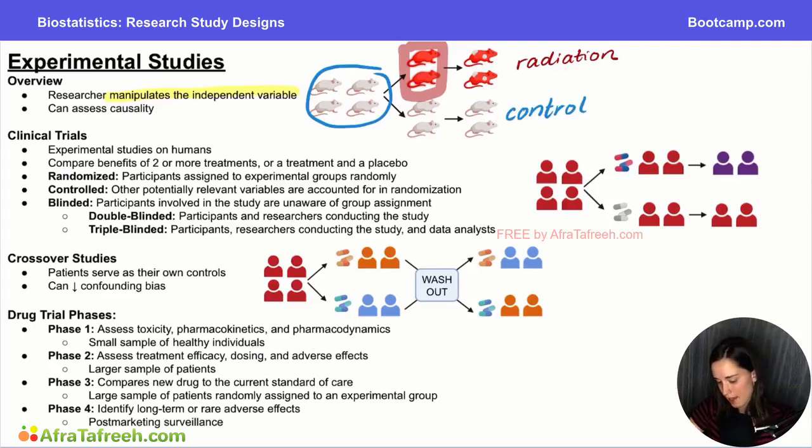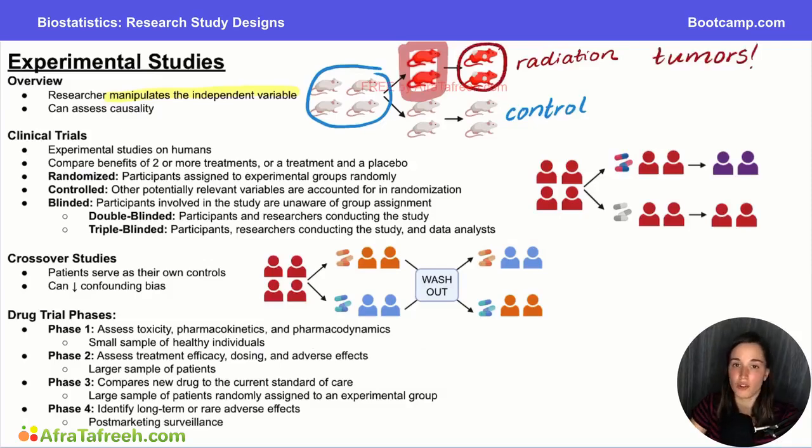Now, let's say that after doing these studies, we notice that the mice in the radiation group are developing tumors, and the mice in the control group are not developing tumors. So based on our study results, we can say that radiation exposure causes the development of tumors.